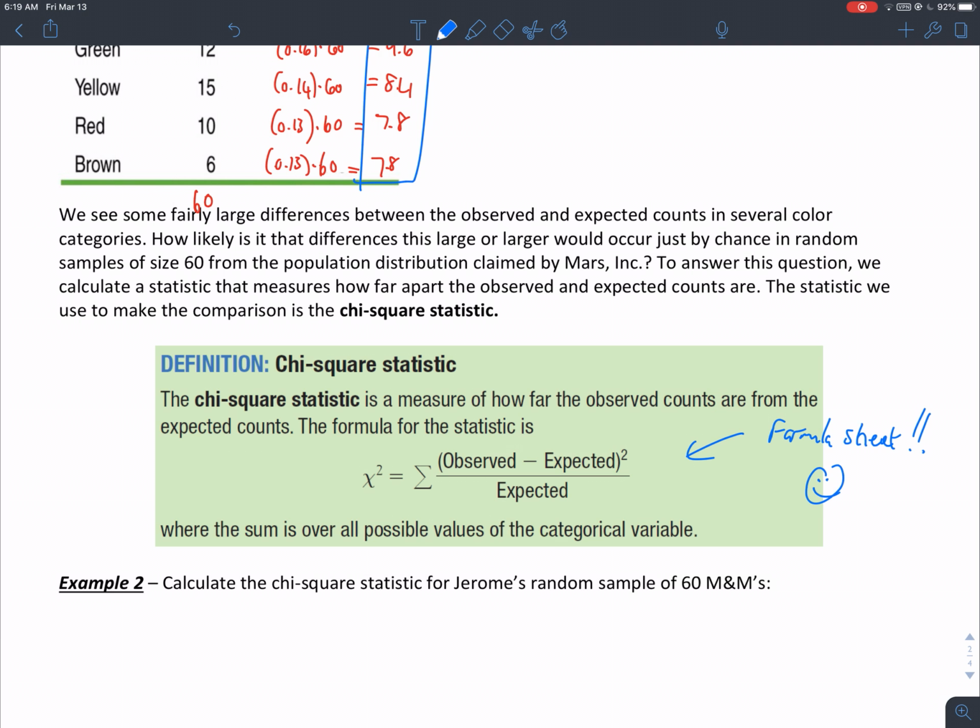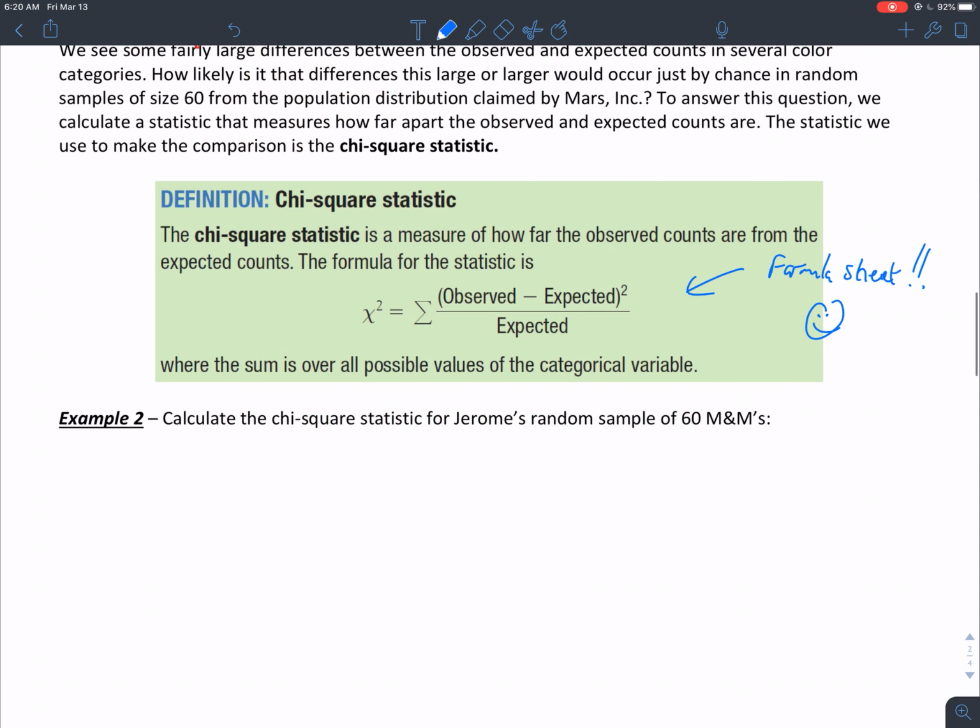So there's the formula. Chi-square is: do observed minus expected, square it, divide by expected, and then you get a number, and you add up the number for each color, each value of the categorical variable. Okay? And so that's the formula. And then we can do it. So let's calculate the chi-square statistic for Jerome's sample.